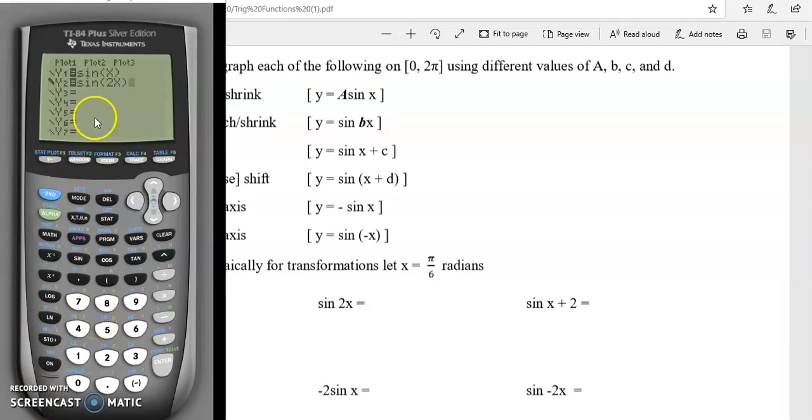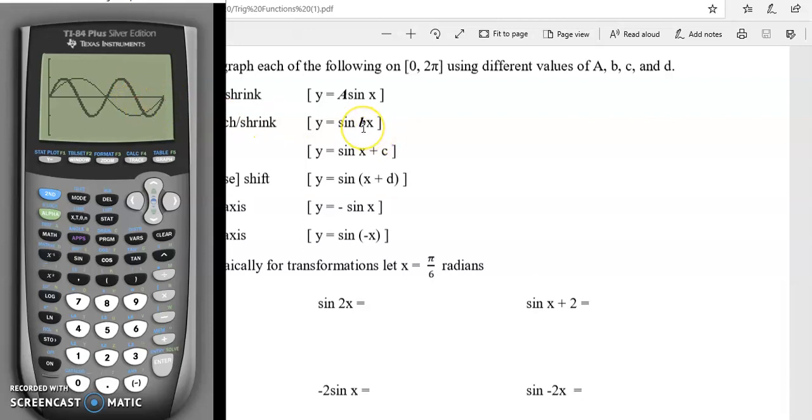If I graph sine of 2x, here's the sine of x again. Goes up to 1, down to negative 1. Sine of 2x, this is the thicker graph. And notice what that does. Now the sine curve runs through 2 cycles.